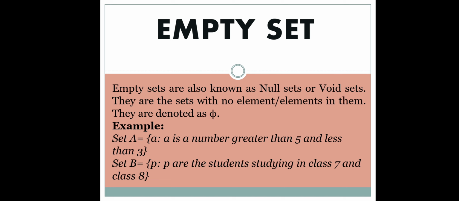Read the second example. Set B is such that P are the students studying in class 7 and class 8. It is unrealistic, isn't it? The students who are studying in class 7 are not in class 8. Likewise, the students who are studying in class 8 are not in class 7, isn't it? So set B also has no element. So, this is the empty set.